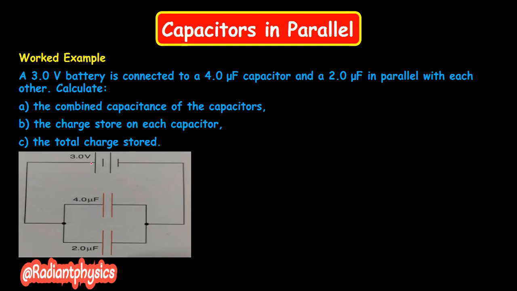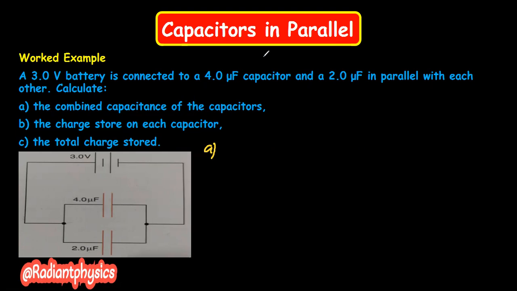So we have these capacitors connected in parallel, 4.0 microfarad and then 2.0 microfarad, and they share the same potential difference, which is 3.0 volts. We are going to calculate what we are asked to calculate in this question. The first one is the combined capacitance of the capacitors, which is very simple to calculate.